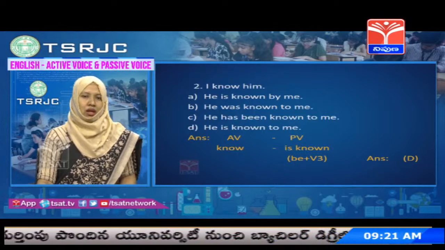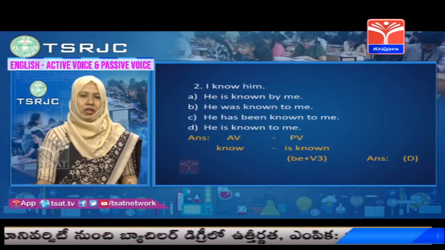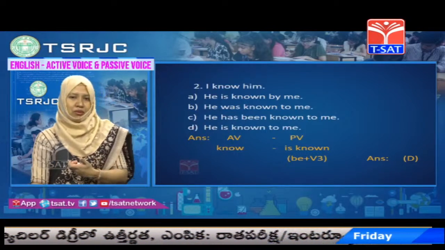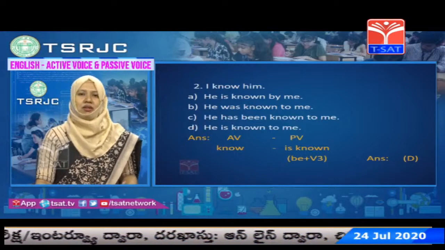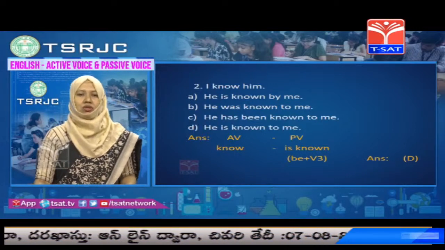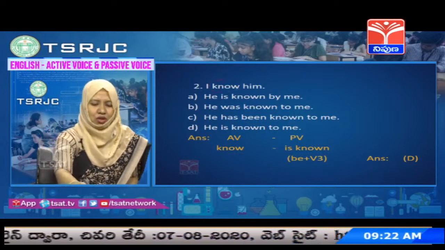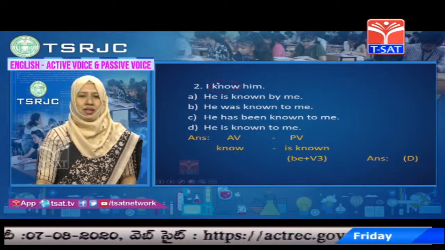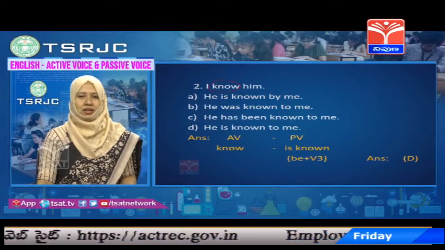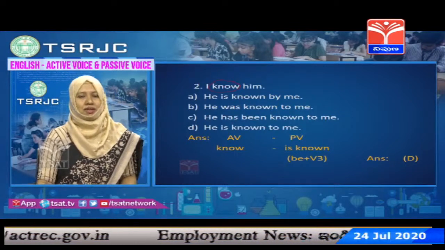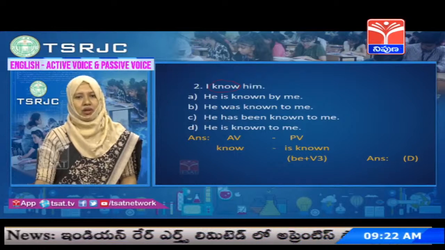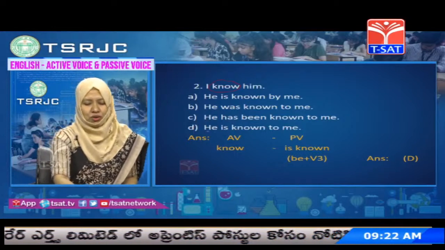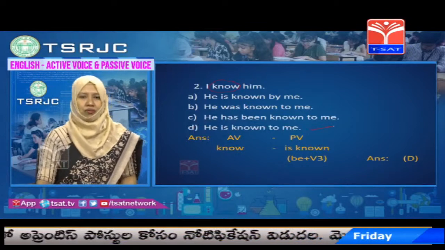Now to convert it, remember the rule: subject will become the object, object will become the subject, and you have to change the verb accordingly. So here in this example, know is in simple present tense. So it will change into present perfect, be form of verb plus V3. So the correct option is he is known to me.